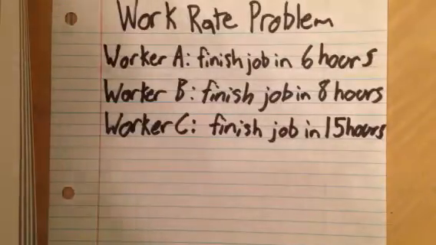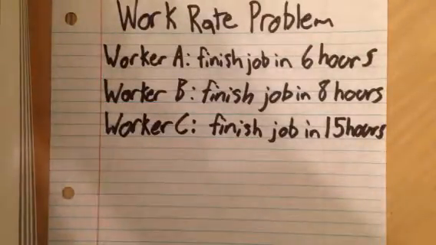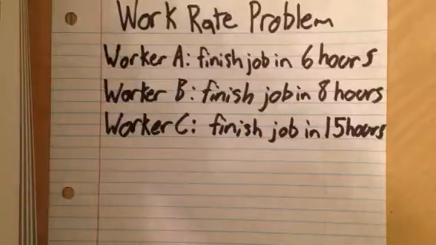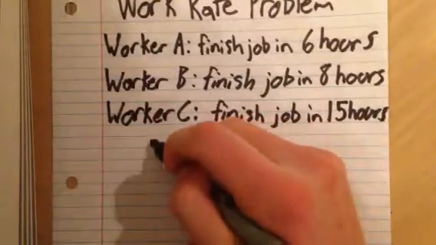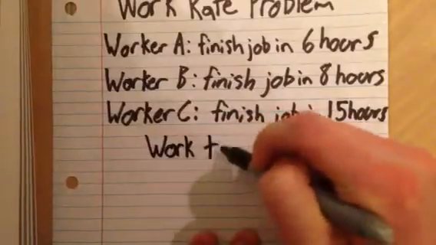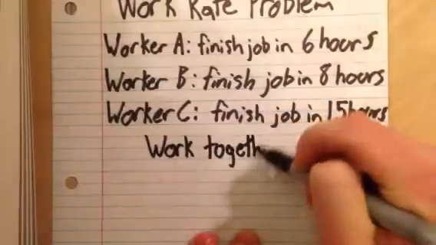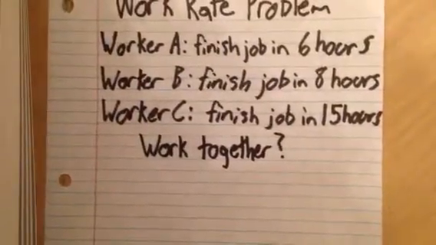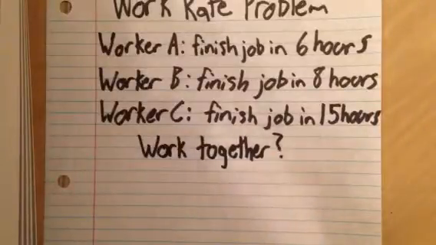It'll usually look something like this. You'll have worker A, B, and C. Worker A finishes a job in 6 hours. Worker B finishes a job in 8 hours. Worker C finishes a job in 15 hours. And it asks, how long will it take if they all work together? Assuming that when they work together, they won't get in the way of each other and make each other slower, so they're not hindered by each other.